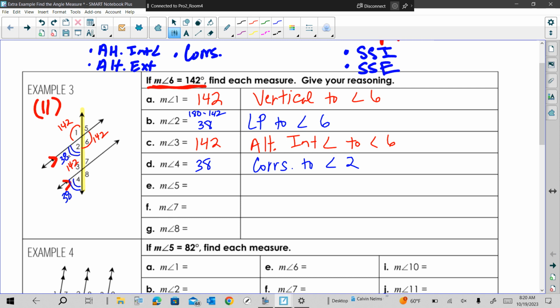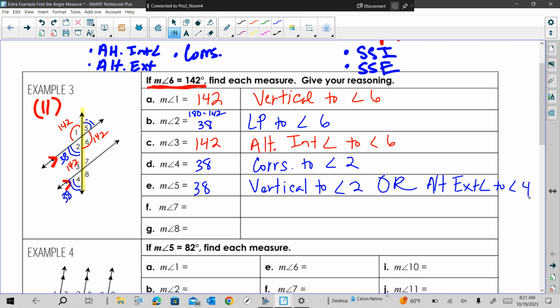Now angle 5. There's more than one way to get to that. We should know its measure is also going to be 38. We can say vertical to angle 2, or, because there can be more than one reason, look at 5 and 4, because we just did 4. What is the relationship between 4 and 5? Alternate exterior angles. So it's alternate exterior angle to angle 4.